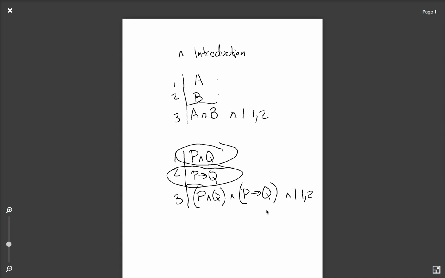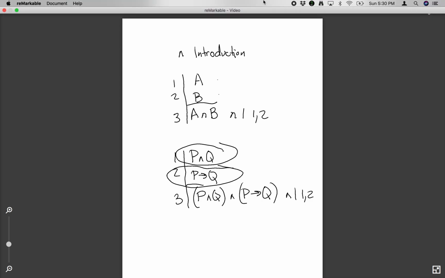If I know that Mary went to the party and I know Bob went to the party, if I know those two things separately, then I know the sentence Mary and Bob went to the party is also true, the conjunction. So pause now and do the practice problems for the conjunction rules.